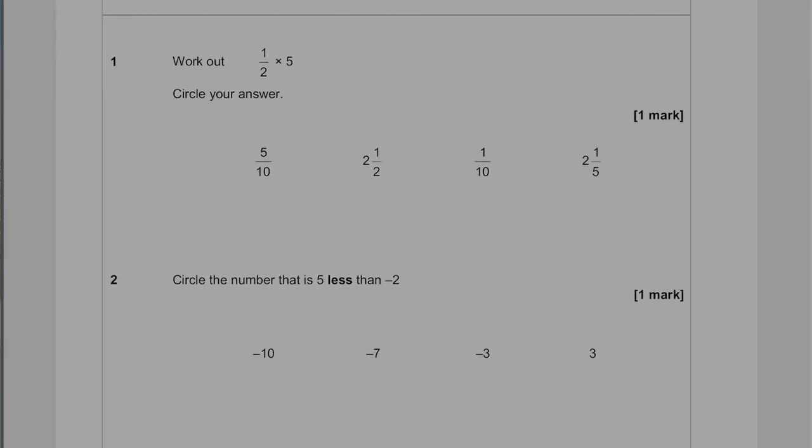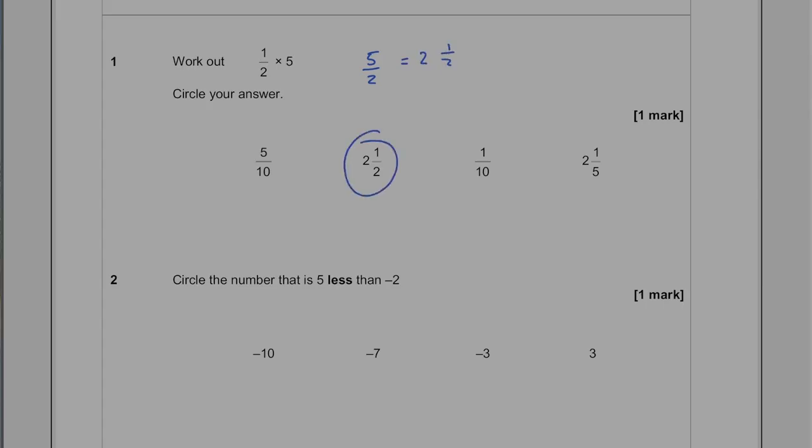Work out 1/2 times 5. Circle the correct answer. So 1/2 times 5 is going to be 5/2, but none of these are improper fractions, so I'm going to convert that. 2 goes into 5 fully twice, with 1 left over, so I'm looking for 2.5. There we go.